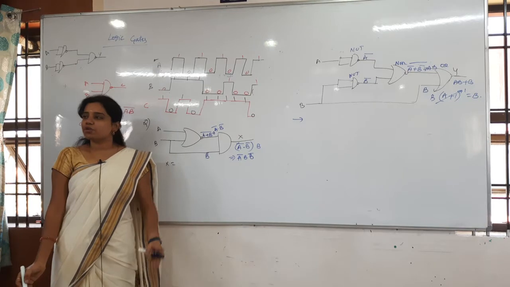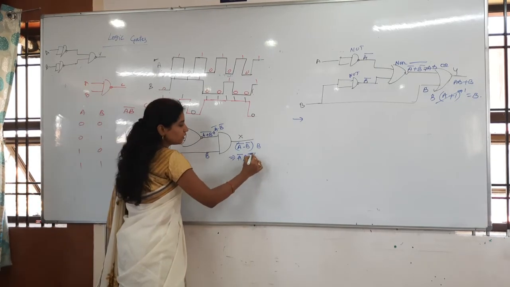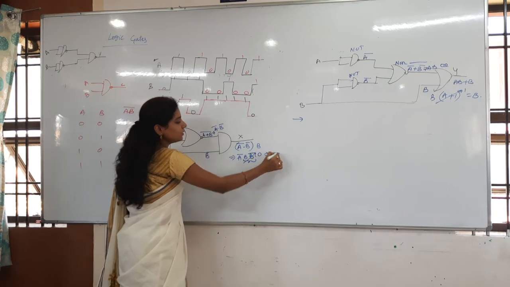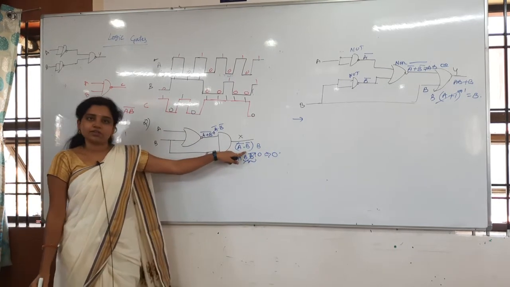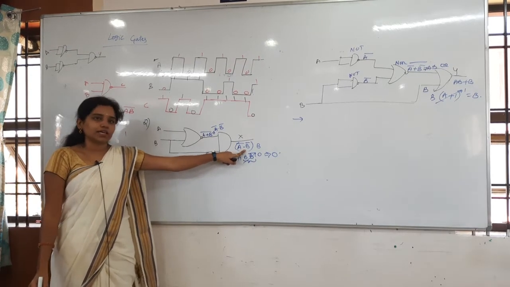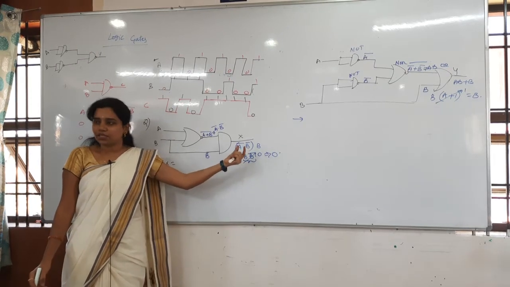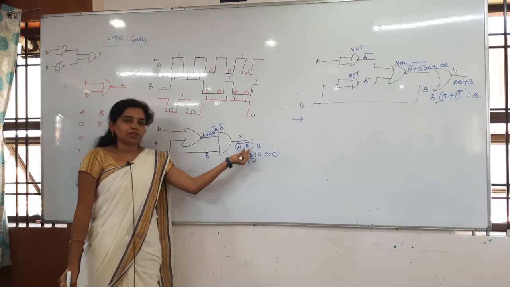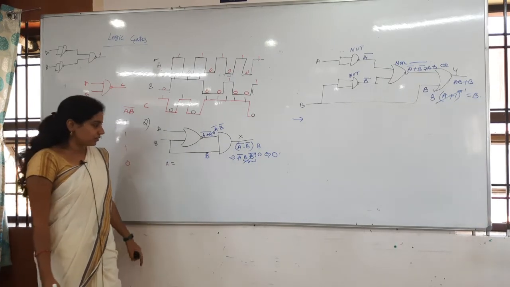A into A bar is how much? 0. B into B bar also 0 only. So this is 0 here. Then the entire answer is how much here? 0. Why are you getting different answers? You said the answer till here only. Yes, this is correct only. This is correct, but the final answer is how much? 0. Whatever you have done is correct only. But whenever you see B into B bar is there, you have to take it as 0. Okay, you have done correct only. Very good.